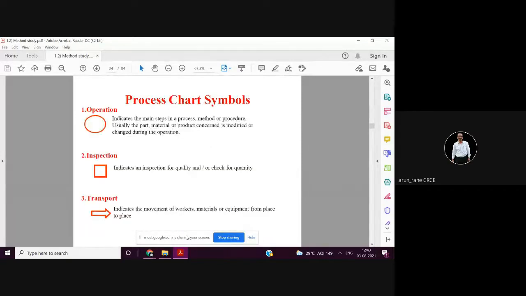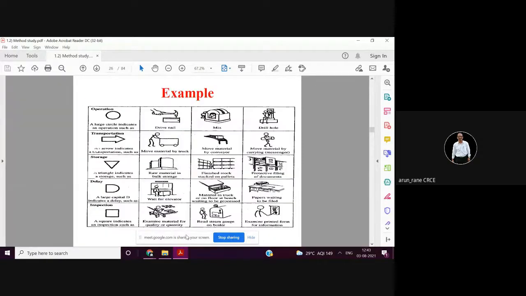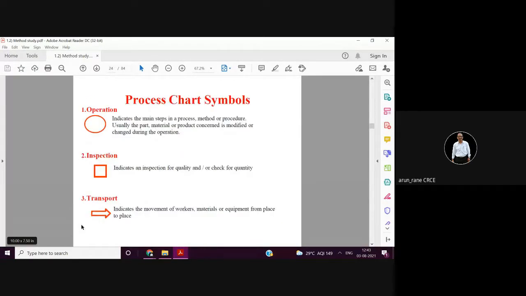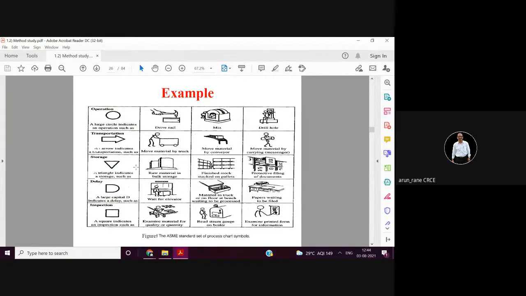And these are the symbols. So for Viva, this symbol is usually asked. What does this symbol mean? This is combined activities, that is operation and inspection. These are some examples which we discussed.